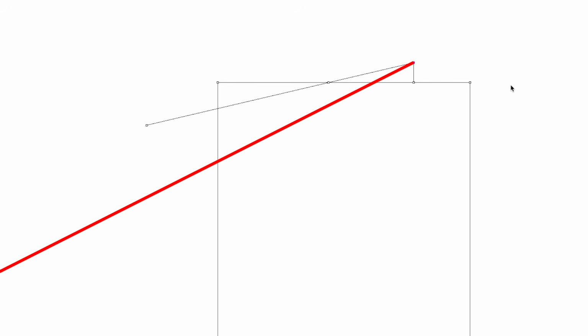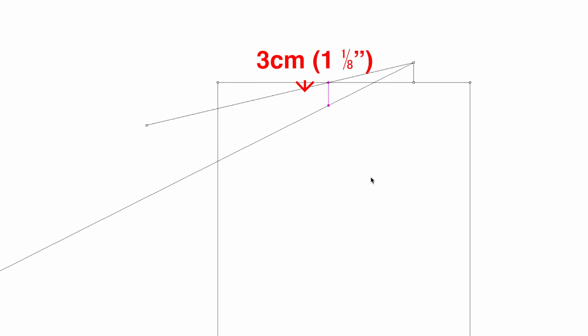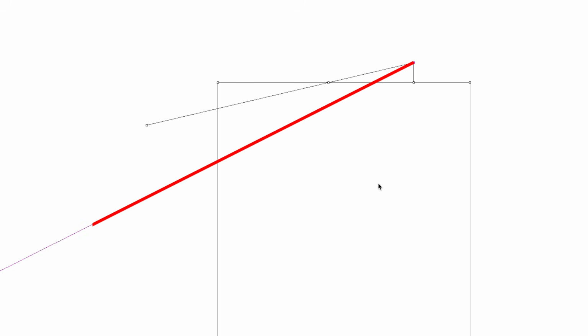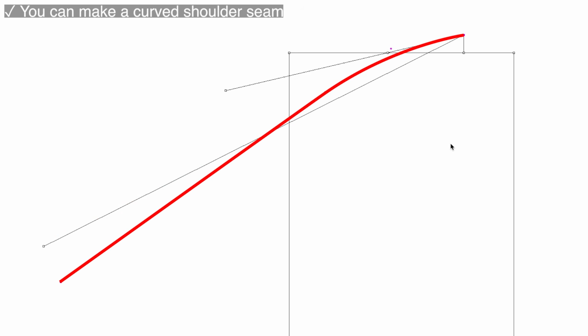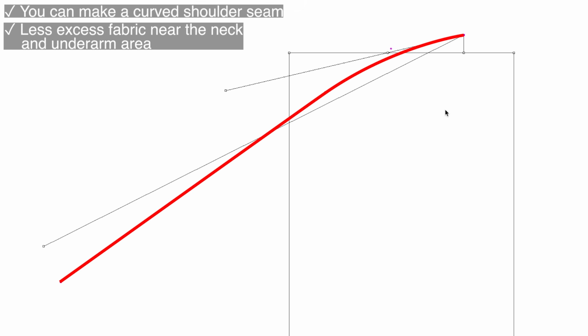So how much did I slope the shoulder angle? From this shoulder point, I went 3 centimeters down and draw a straight line. I draw the shoulder seam straight because later I'm going to attach the front and back sleeve, so I'm not going to have the actual shoulder seam on the shoulder. But if you're okay with to have a shoulder seam, you might consider this kind of curved shoulder seam. Then you're gonna have less excess fabric near the neck area and underarm as well.